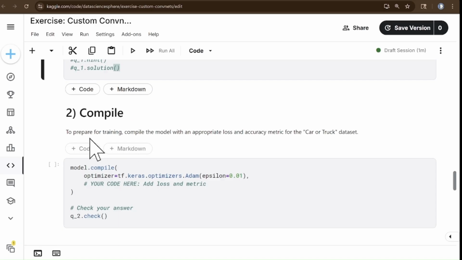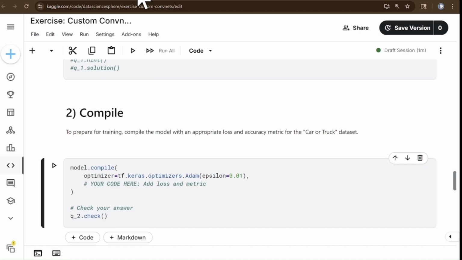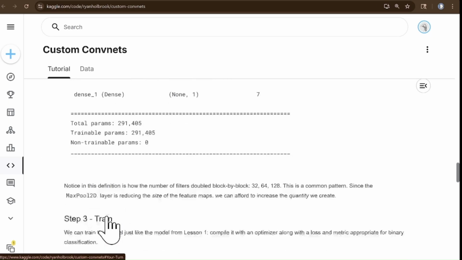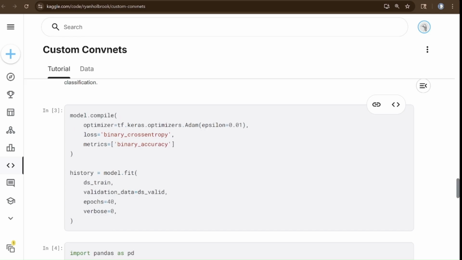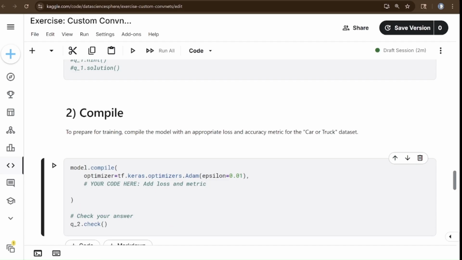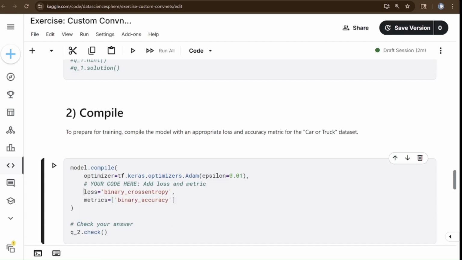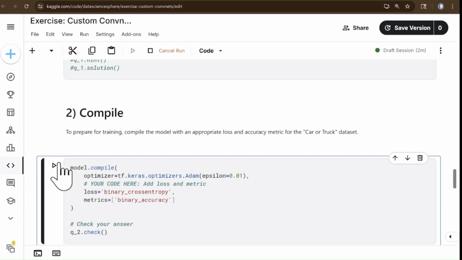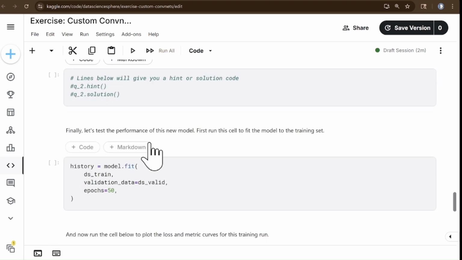Done. Compile. To prepare for training, compile the model with an appropriate loss and accuracy metrics for the car dataset. So you have to add loss and metric. See, in the tutorial we used binary cross entropy loss and the metric binary accuracy. You try to write it; I'm just doing the copy paste. Now you can run this. Once it is done, let's test the performance of this new model.